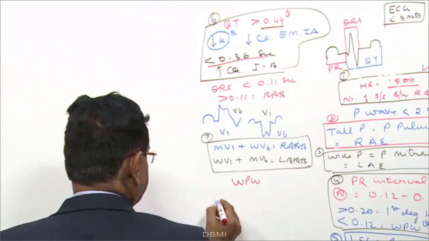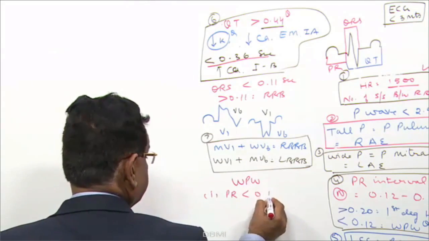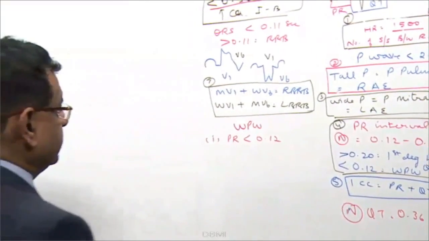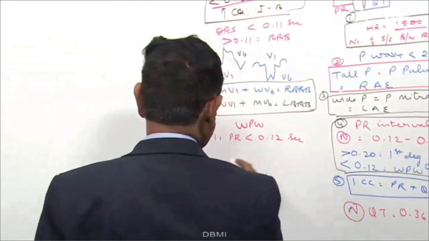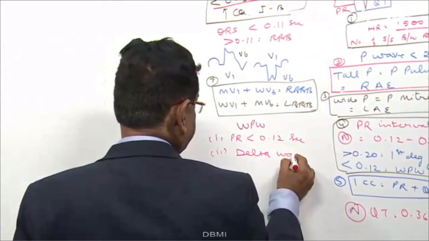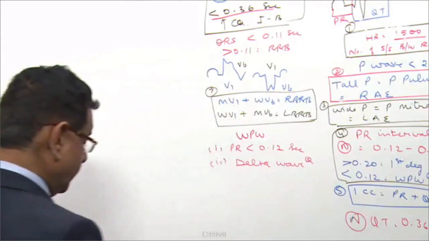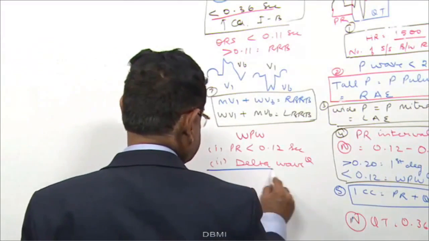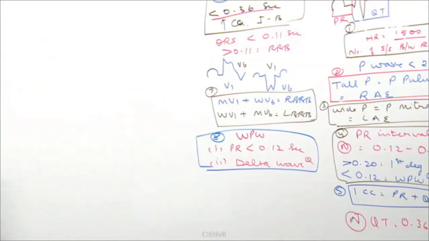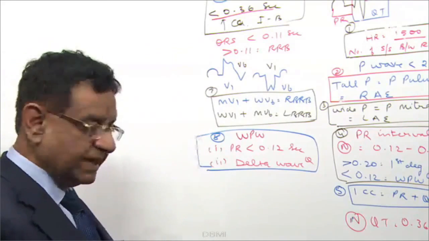WPW syndrome. What we know about WPW, that PR interval is less than 0.12 second, that we already have read. What else is there? You get delta wave. This is a very frequently asked question. So friends, this is the box number 8. In box number 8, we talked about the PR interval and the delta wave.